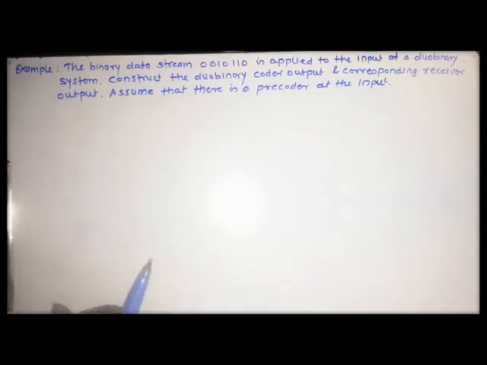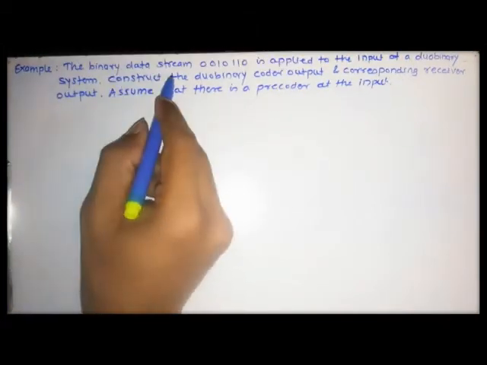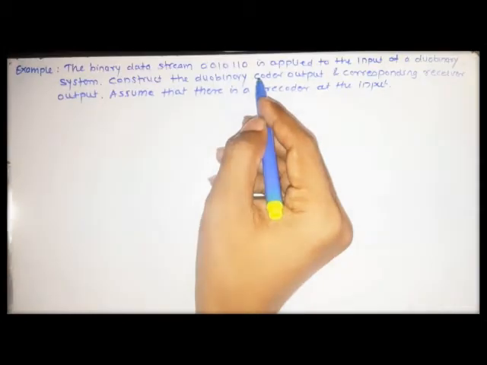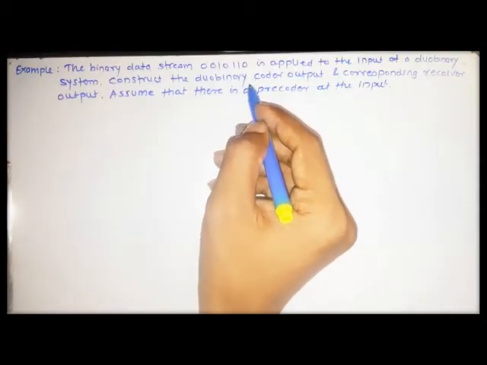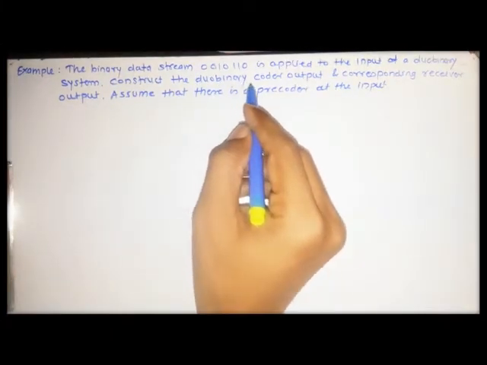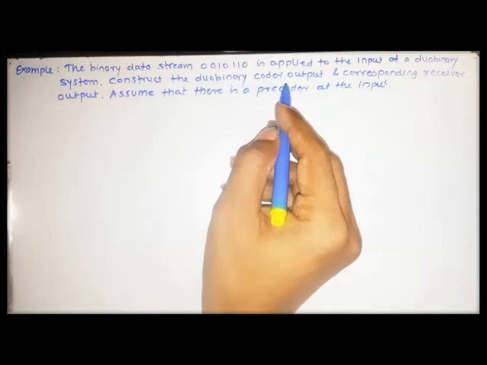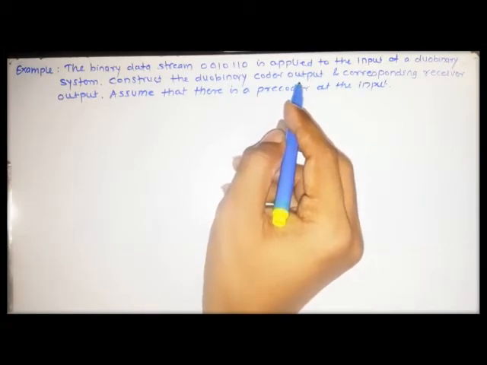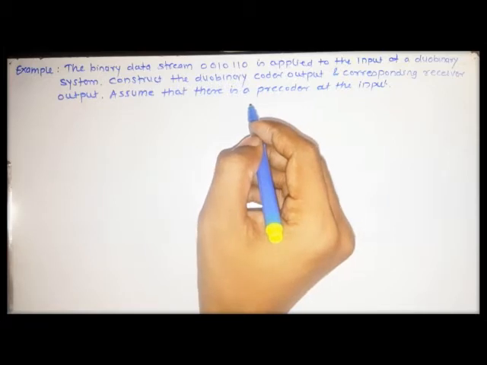We will see the example on Duobinary encoder with Precoder. A binary data stream 00011110 is applied to the input of a Duobinary system. Construct a Duobinary coder output and the corresponding receiver output. Assume that there is a precoder at the input.